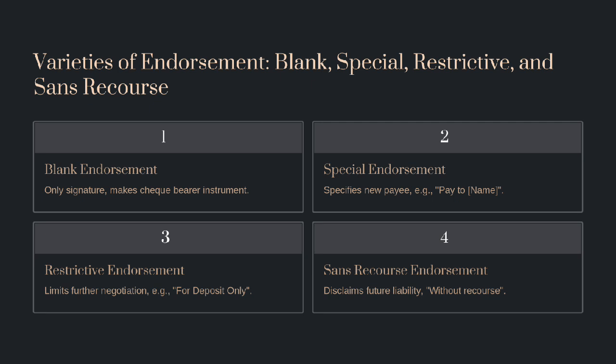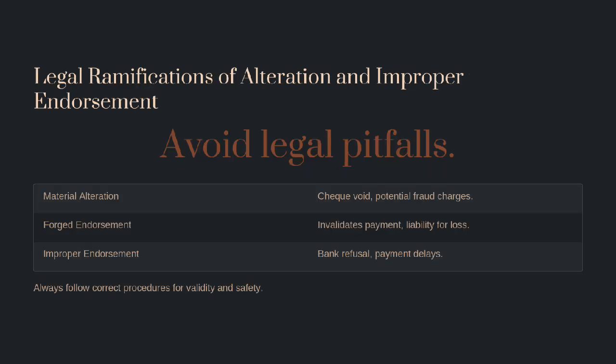Now, the legal ramifications of alteration and improper endorsement. If the following occur, then checks will become void: material alteration, forged endorsement, improper endorsement, potential fraud, invalid payment, payment delays. So if the following occur, then checks will be cancelled. So it is necessary to follow the correct procedure for filling in checks.